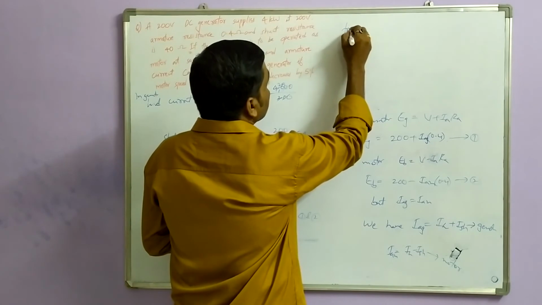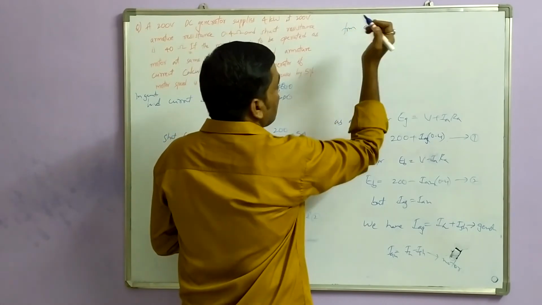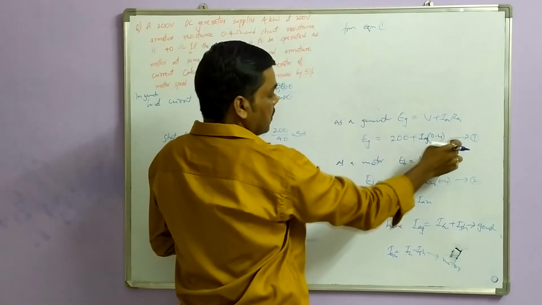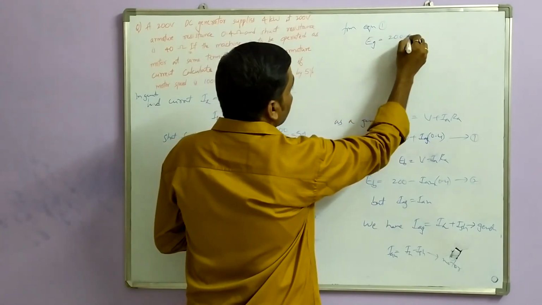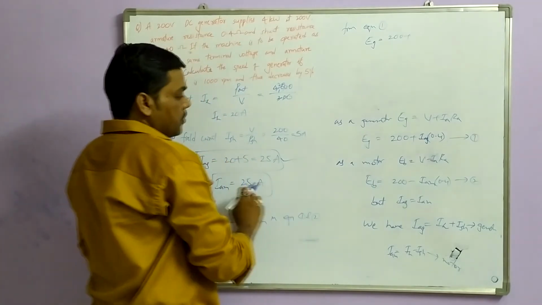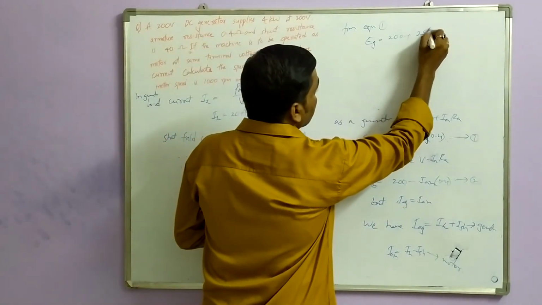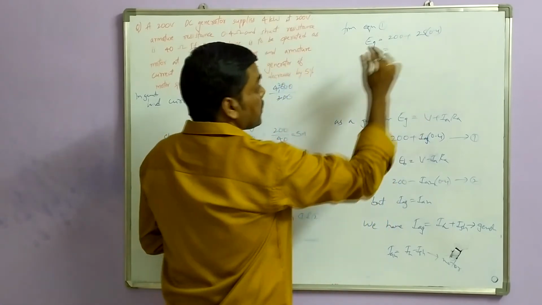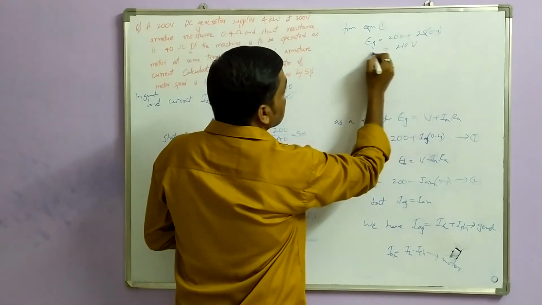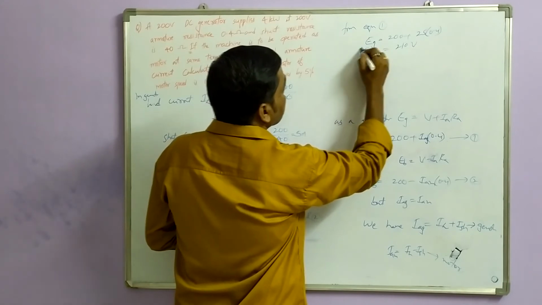Now from equation 1, so what is equation 1? Eg is equal to 200 plus Ia Ra. What is the Ia value? 25. So 25 into 0.4, 25 into 4 we can get 10. So 210 volts is equal to Eg.